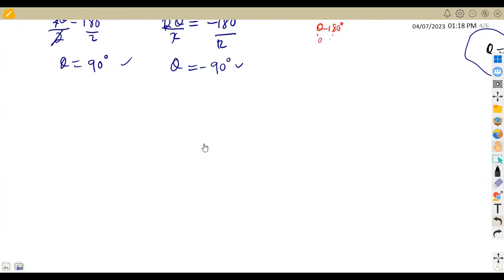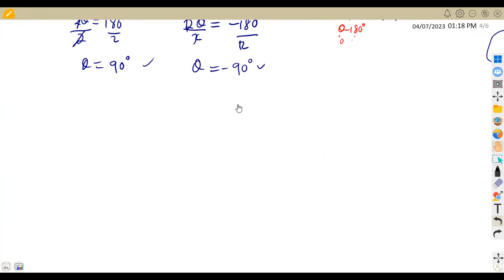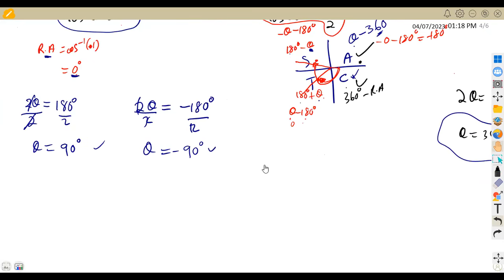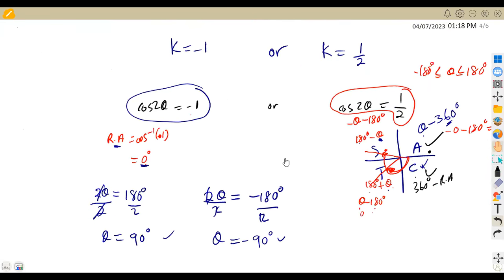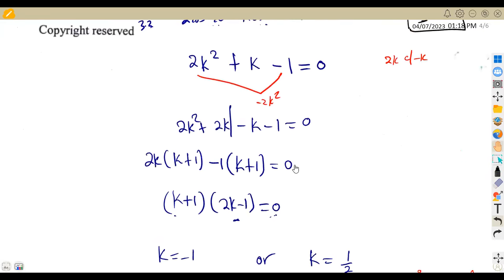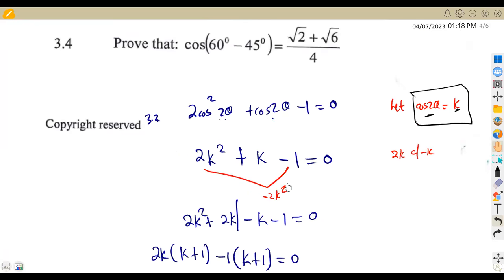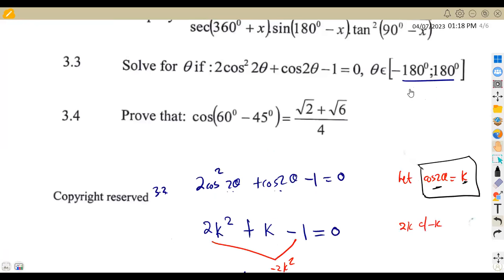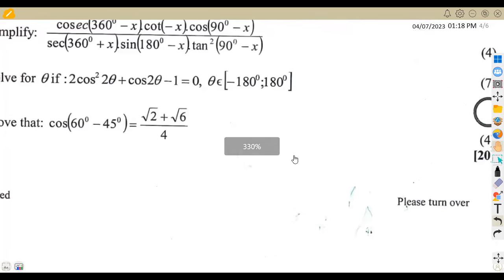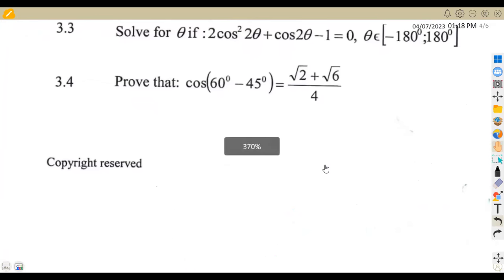Also, the other two that we determined, 90 and minus 90, all these were supposed to be our solutions, as long as our theta is taken from minus 180 up to 180, this interval that we are given in this case, because we are told that theta is supposed to be taken from minus 180 to positive 180. All right, so that was our question 3.3. Let's check 3.4. So 3.3, it was actually having how many marks? 7 marks. Okay, so that's why we have a lot of answers there.